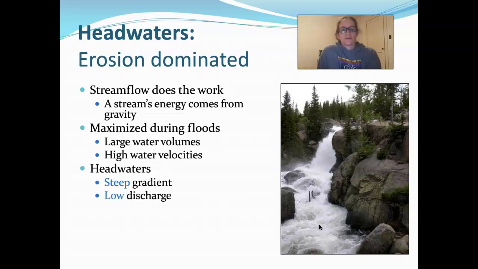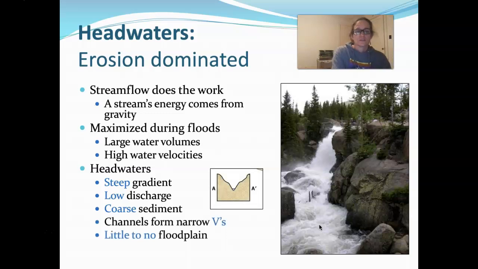So there's a steep gradient. There's a relatively low discharge. If we think of the whole of a stream, the headwaters are up here at the top where the watershed is the smallest. So we have this broad watershed that's collecting all this water, but we're just getting the tippy top of the watershed at the headwaters. So the discharge is relatively low, but the gradient is really high. The sediment is coarse, so it's big pieces of sediment, boulders.